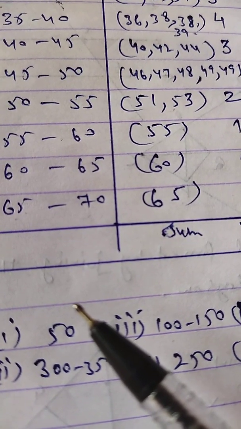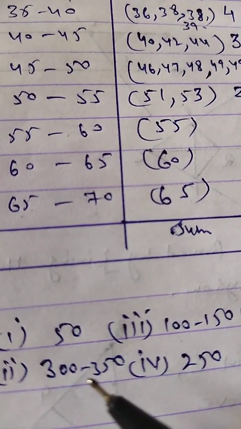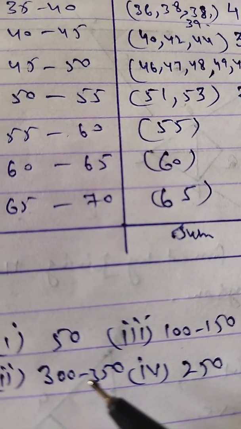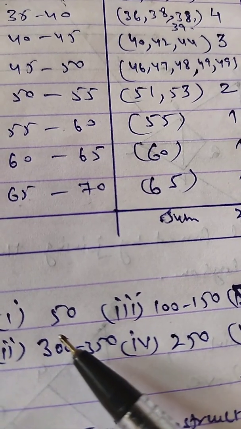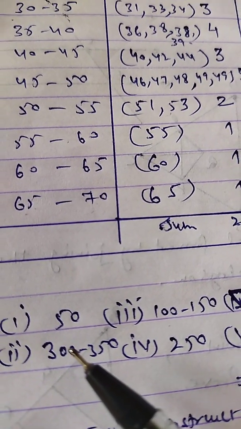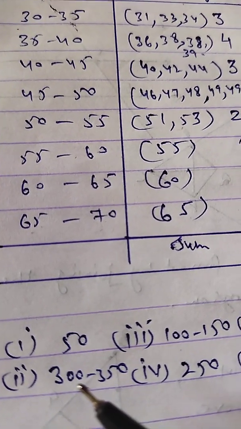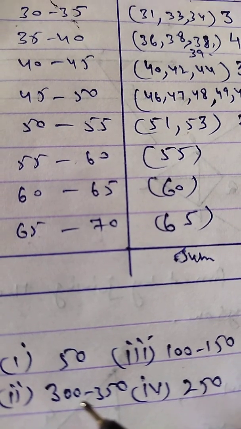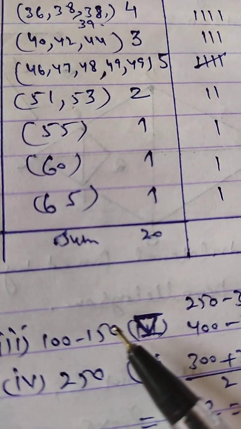Second part, which class has the highest frequency? If you see, the class 300 to 350 has the highest frequency, that is 140. So 300 to 350 is the class consisting of the highest frequency. Third part, which class has the lowest frequency? The lowest frequency, if you see, is at 100 to 150, that is 20. So your answer for the third part is 100 to 150.